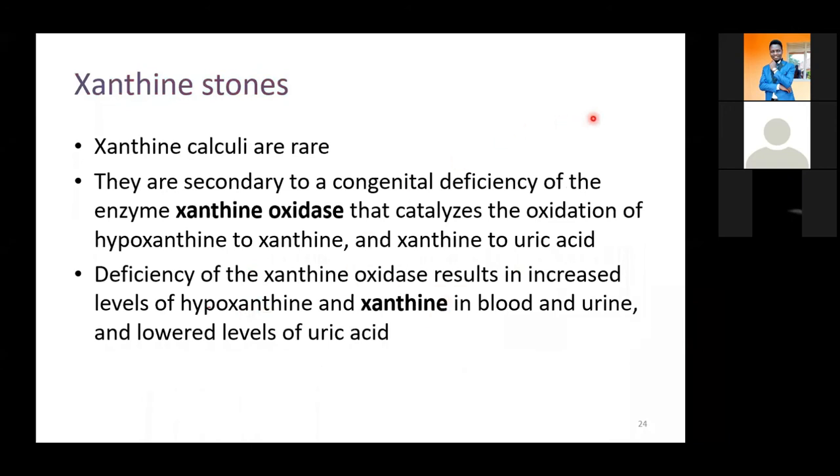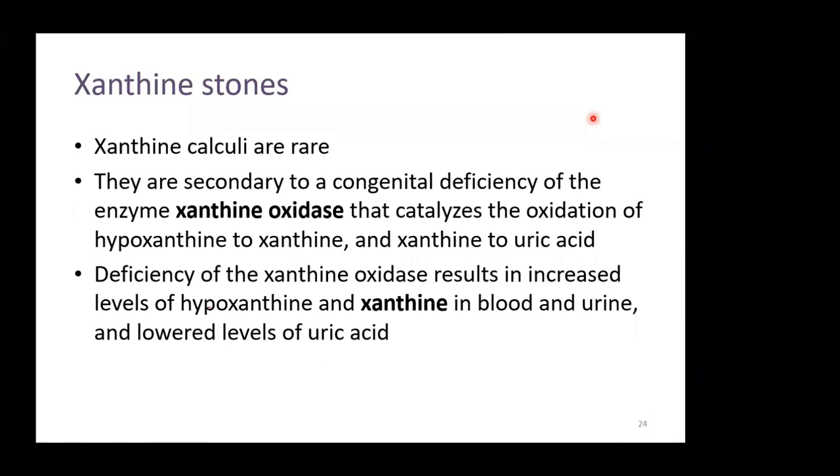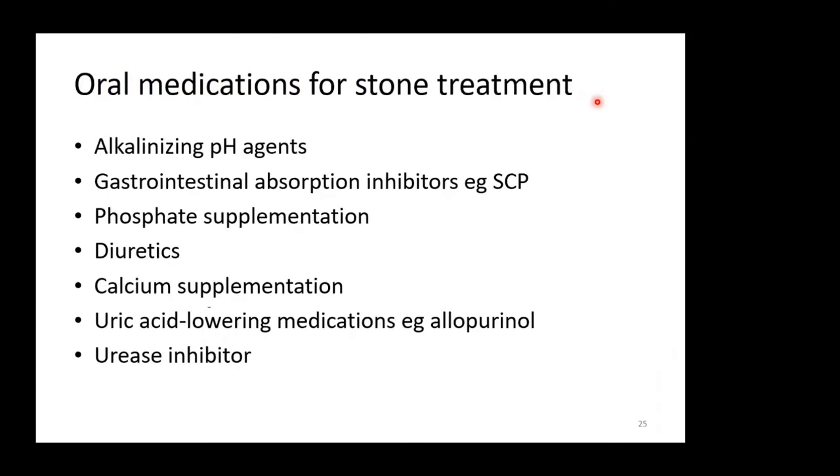Now we also have the xanthine stones. They are very rare. They are secondary to a congenital deficiency of the enzyme xanthine oxidase, which catalyzes the oxidation of hypoxanthine to xanthine and xanthine to uric acid. Deficiency in this enzyme results in increased levels of hypoxanthine and xanthine in blood and urine, and of course lowers the levels of uric acid.